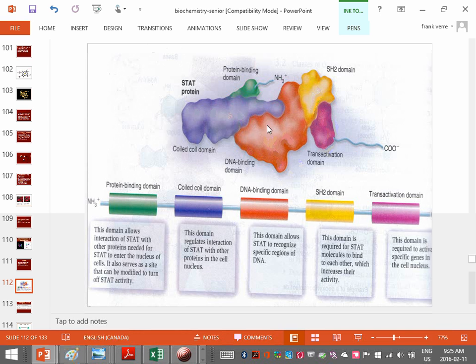So this red area has a role. What do you think its role is? It's to bind to what?